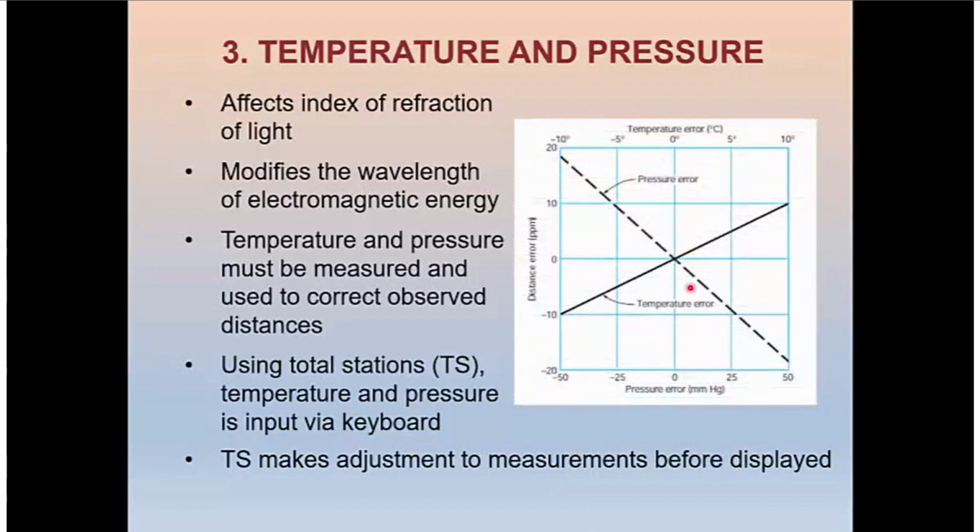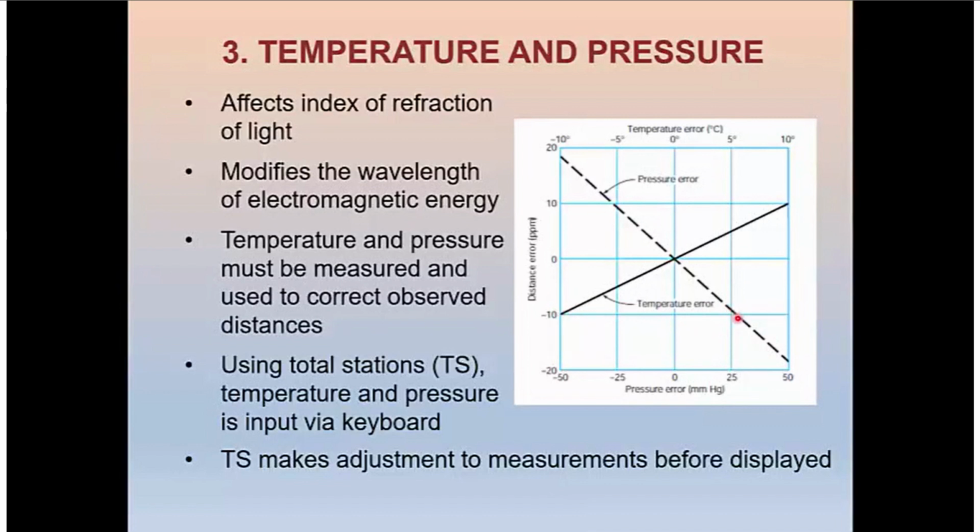Here is a graphic that illustrates the effect of temperature and pressure error as we make an error in a pressure reading. So for instance, the dashed line is the pressure line. If we make an error of 25 millimeters of mercury, we can see that at 25 millimeters of mercury, we have a ppm error of minus 10. Negative 10 parts per million.